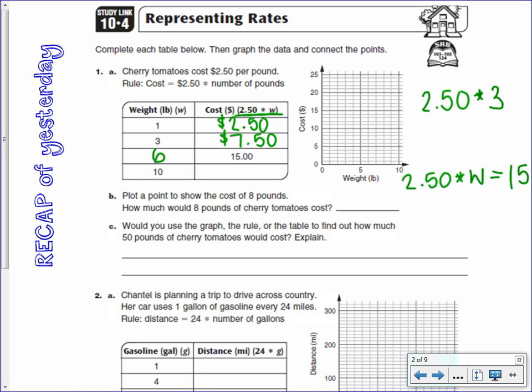Okay? That one was just reversed because they didn't give us our W. We had to figure out what that was. So we had to use a little bit more brain power.